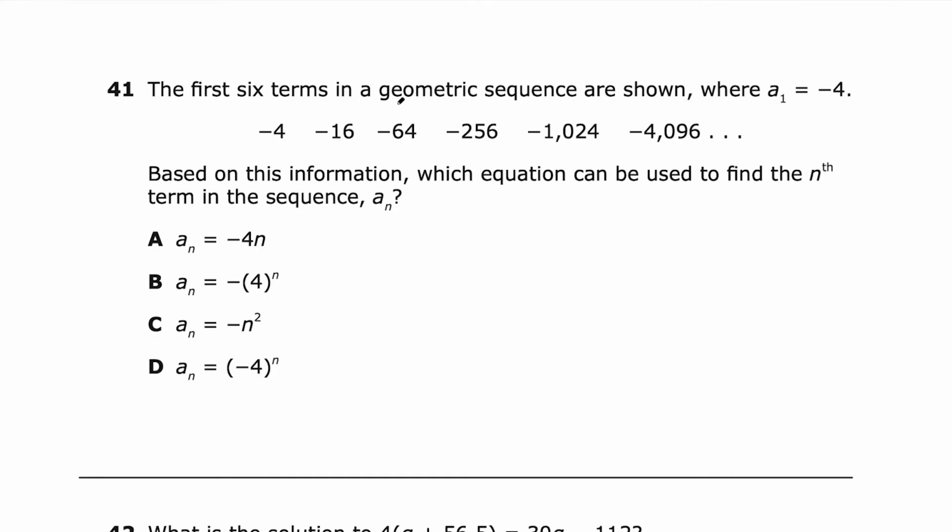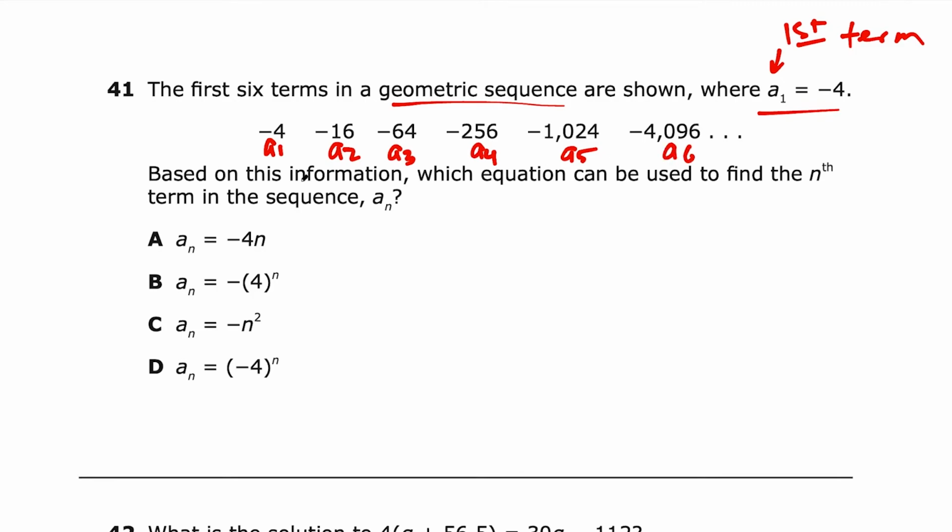Question 41, the first 6 terms in a geometric sequence are shown. We have a sub 1. This means the first term. Okay, so just in case you're not familiar with that notation, that means first term. The first term is negative 4. The second term, a sub 2, is negative 16. Here's our third term, fourth, fifth, and sixth.